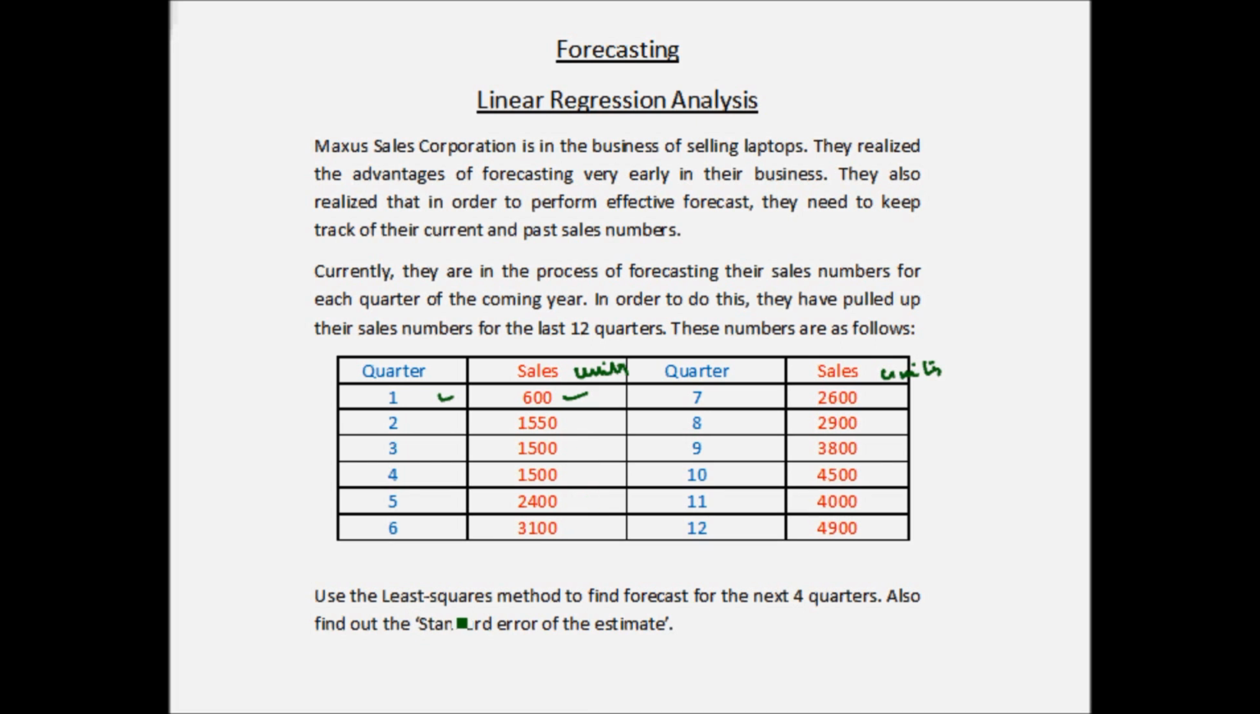Use the least squares method to find forecast for the next 4 quarters. So we have to find the forecast for quarter number 13, 14, 15, and 16. Also, find out the standard error of the estimate.